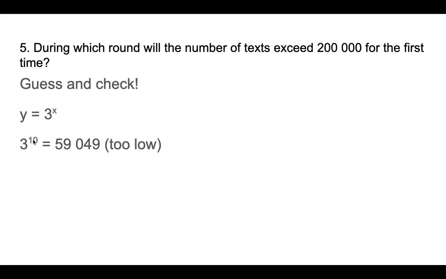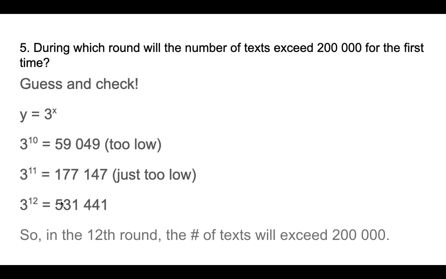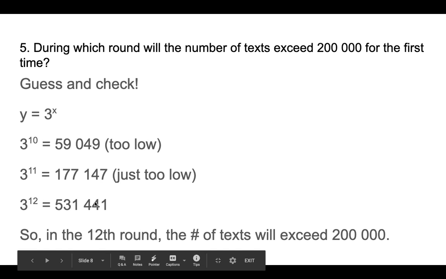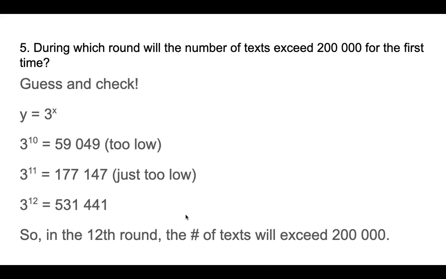So if I go 3 to the 10, so in the 10th round, I get to 59,000 texts. That's too low still, so let's go up to 11. 3 to the 11 is 177,000 and a bit. That's getting close, but it's just too low. So let's go to the next number. So the 12th round, I get to 531,000. Okay, so it's going to happen somewhere after the 11th round, which means it happens sometime in the 12th round that the number of texts will exceed 200,000.